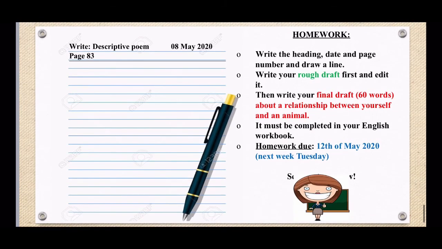Okay, so back to homework. You will need to write the heading, date and page number and draw a line. The first thing that you do is you write your rough draft. Ask someone in your household to check it and edit it. And once that's done, you then write your final draft. Remember, it must be 60 words about a relationship between yourself and an animal. It must be completed in your English workbook, and homework is only due for next week, Tuesday. Right? So you have Friday, you have the weekend, and you have Monday. 5 days to complete this.